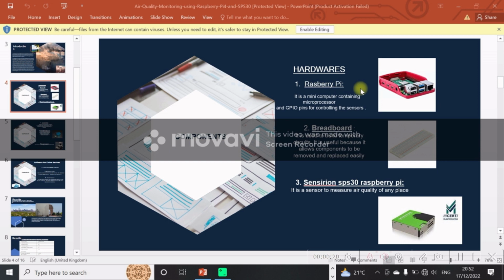It's a mini computer because it contains a microprocessor. It also contains GPIO pins to control the sensors and to connect with the circuits used in the project. We have used a breadboard to build the necessary circuits. It's a very user-friendly component which can be carried easily and removed or replaced easily.